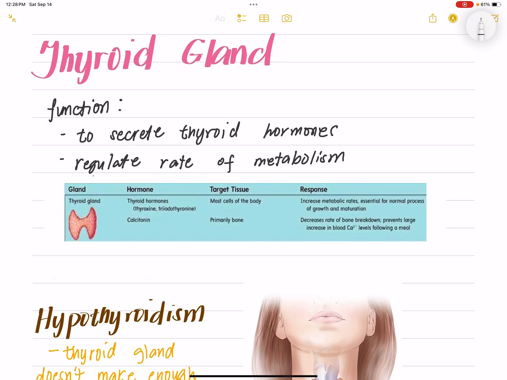So, thyroid gland. So, function to secrete thyroid hormones, regulate rate of metabolism. So, ang gland nga na is ang thyroid gland. So, ang ginasekrete niya nga hormone is ang thyroid hormones or ang thyroxine, triiodothyronine, and calcitonin. So, ang thyroid hormones, ang target tissue niya is most cells of the body, and calcitonin primarily ang bone. Kaya diba dira gastor man sang calcium. Diba may calcium sa aton bone. So, response ang aton nga thyroid hormones increase metabolic rates essential for normal process of growth and maturation. And calcitonin decreases the rate of bone breakdown, prevents large increase in blood calcium levels following a meal.